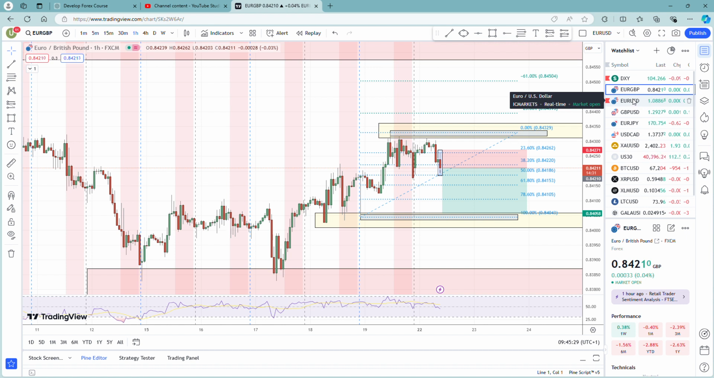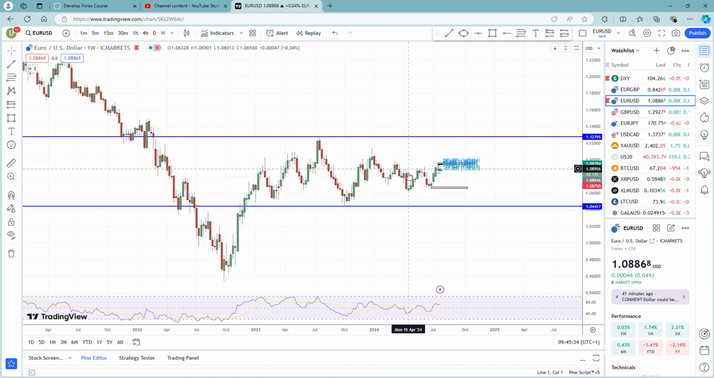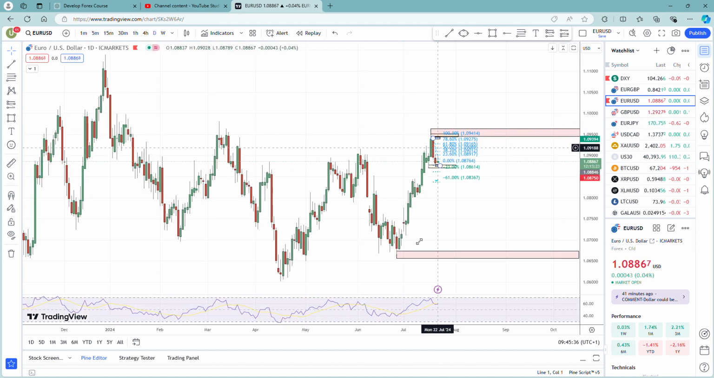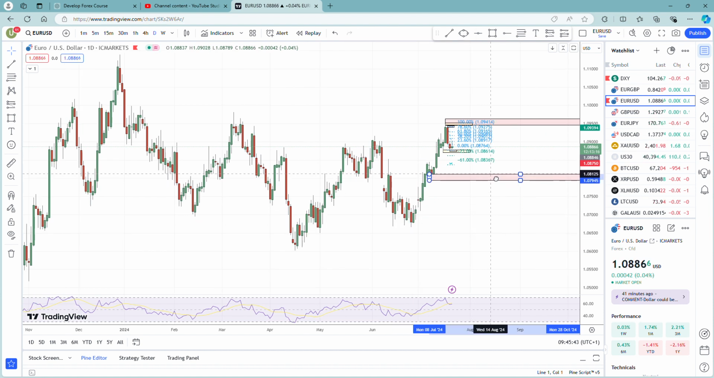Now let's look onto EURUSD. Start on the weekly, between support and resistance. Daily, it was at daily resistance last week. It seems to be going down from here, so we can expect sell trades potentially. This is the most recent daily support.